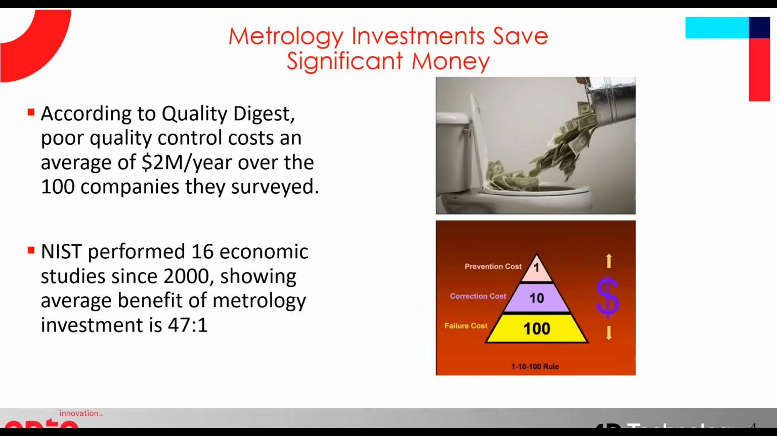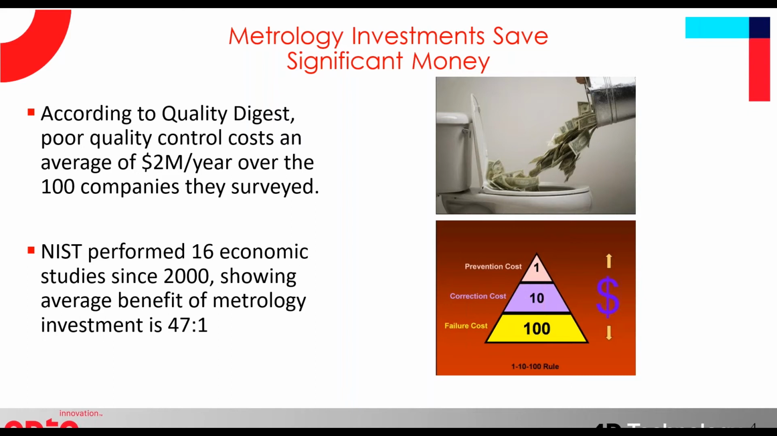Metrology investments can save time and significant money. According to Quality Digest, poor quality control costs an average of $2 million a year over the 100 companies they surveyed in the manufacturing space. And the US National Institute of Standards and Technology performed 16 different economic studies since the year 2000, and they showed the average benefit of investing in metrology is almost 50 to 1. So if you look on the right, $1 of prevention really can save more than $100 in failure costs.